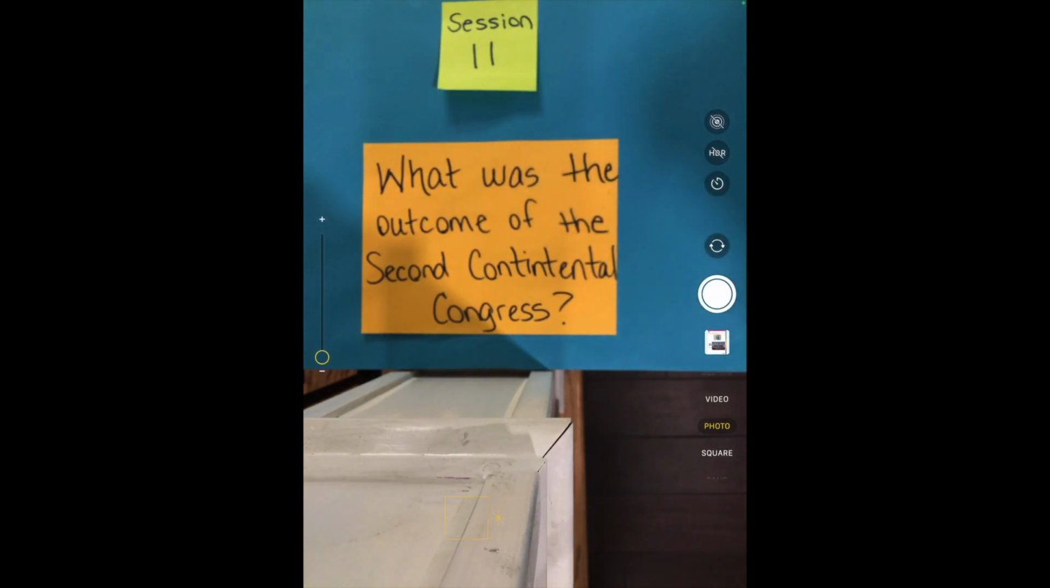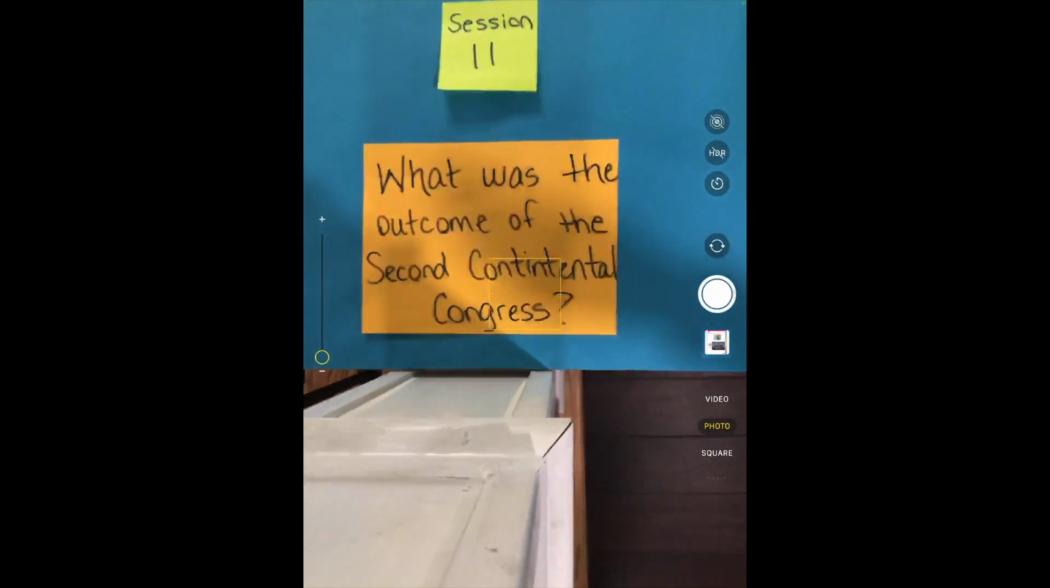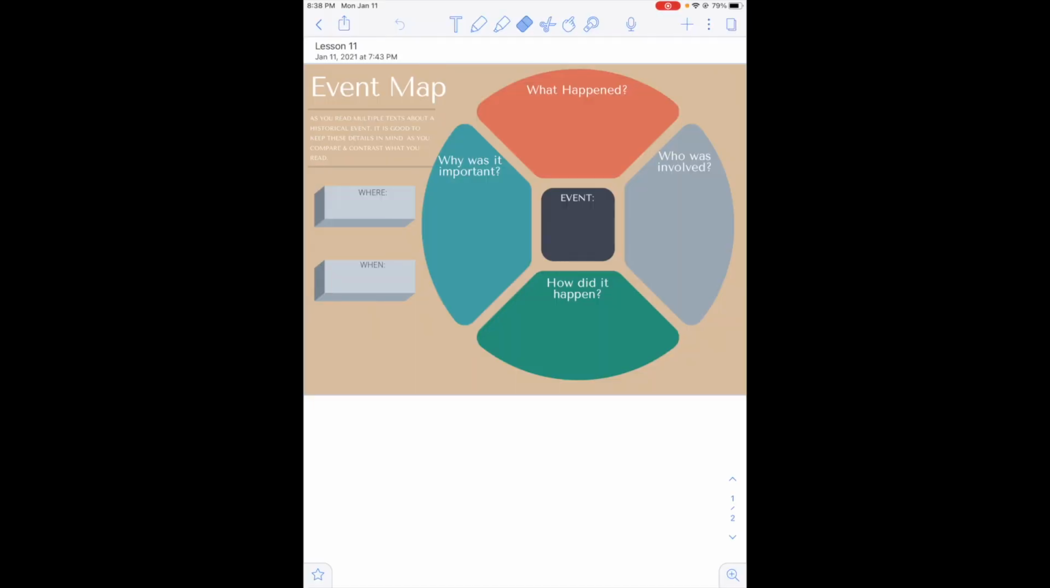Welcome back. Now we're going to take a look at the Second Continental Congress. As we do, we're going to use an event map as we did when we looked at the First Continental Congress, but this time we're going to use my iPad and that same graphic organizer event map on Notability. As we take a closer look at what the Second Continental Congress meeting resulted in and even what the conversations were like during it, we're going to use an event map similar to what we used when we learned about the First Continental Congress.